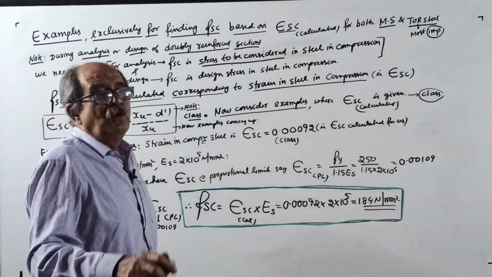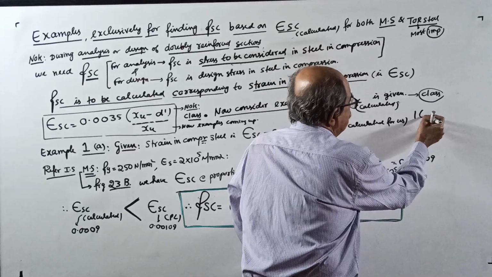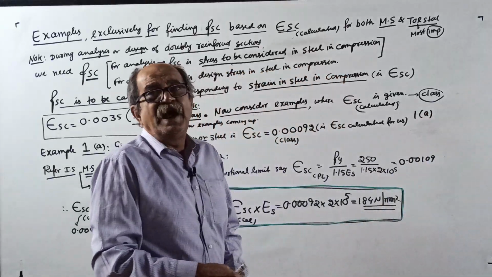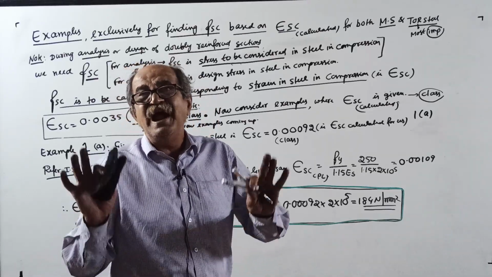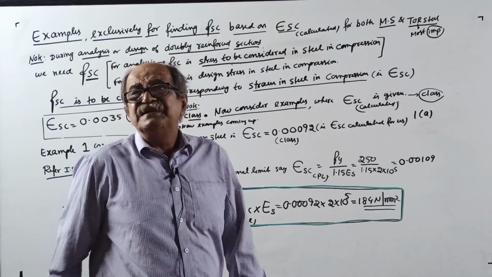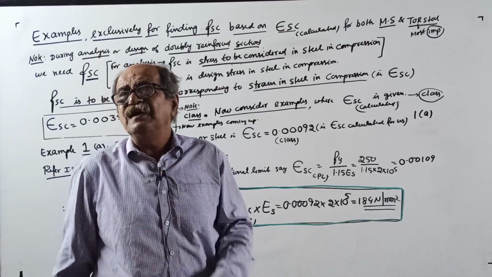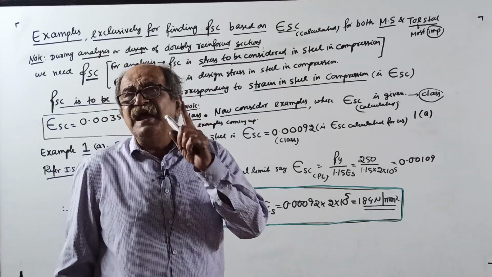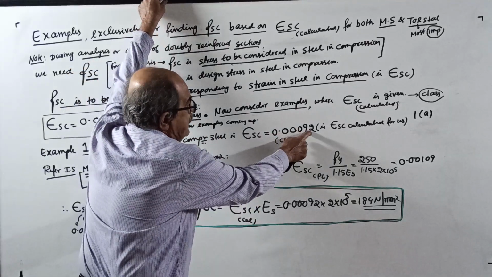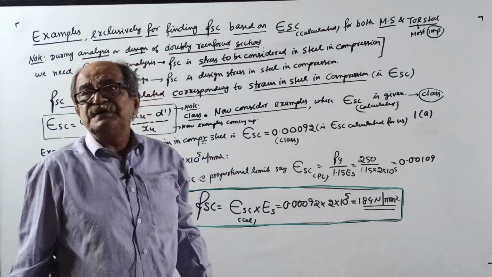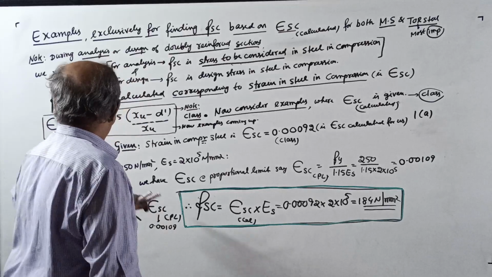Okay, start. Question number 1A. Write correctly. Find design stress. Sorry, not design stress, because I refer to the IS code, I don't use design stress. Find stress in compression steel, that is FSC, to be considered if strain in compression steel is 0.00092. The steel used is mild steel. Remember, mild steel. Question 1A over.